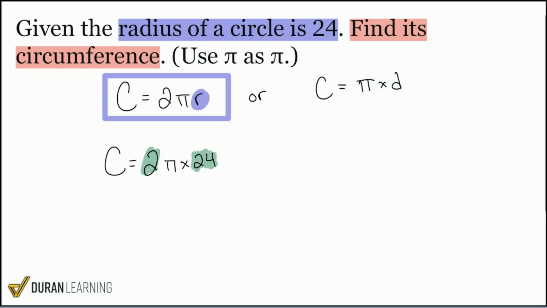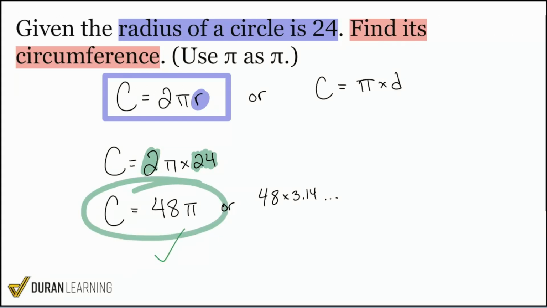Now, in this problem, everybody, who can tell me if this is going to be 48 pi, or if I need to do 48 times 3.14? Which one is it going to be in this problem? Yeah, in this one, it's going to be just leaving pi as pi. And remember that all the information you need is going to be on the screen. We see that it says use pi as pi. So basically they're saying leave pi as is. And so when we take a look, this is the right way we want to go about it. So our correct answer here is 48 pi. And there we are. Just leave it like that. No need to get an exact answer. We are good.